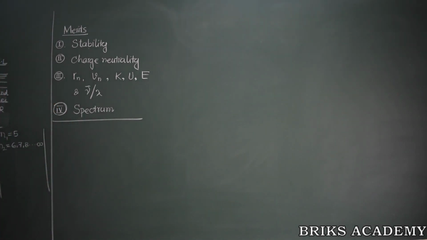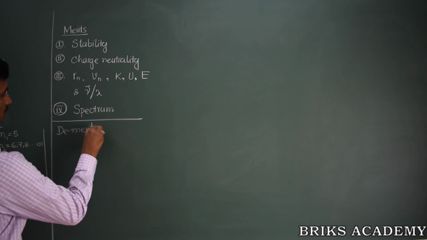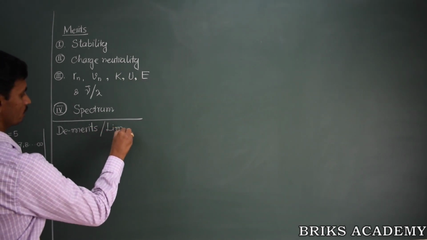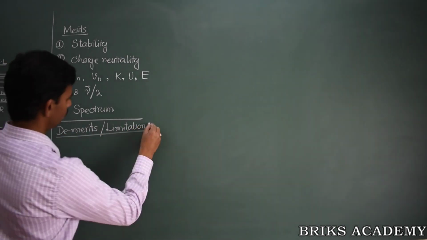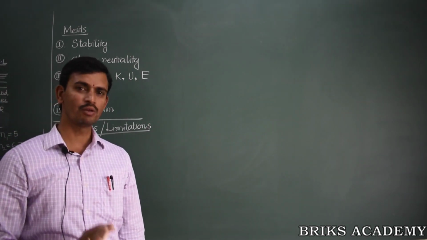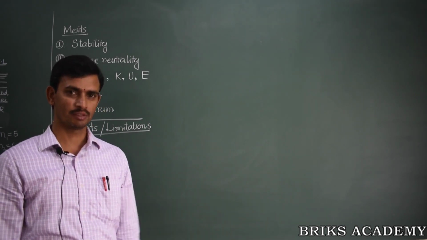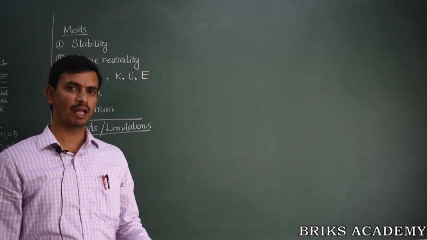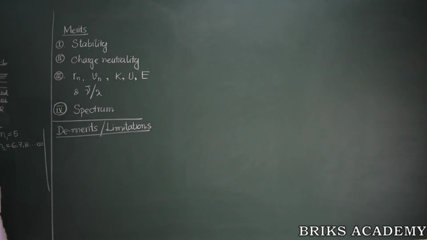In spite of these merits, Bohr's theory suffered some failures, or otherwise you can say limitations or demerits. What are the demerits? Demerits, or we can say limitations. What are the limitations of Bohr's atom model? Bohr's theory of hydrogen atom is applicable only to the hydrogen atom or only hydrogen-like atoms. We cannot apply Bohr's theory of hydrogen atom to many electron systems. If you have a single electron system, an atom with only a single electron, then Bohr's theory is successful. For many electron systems, it is not applicable.